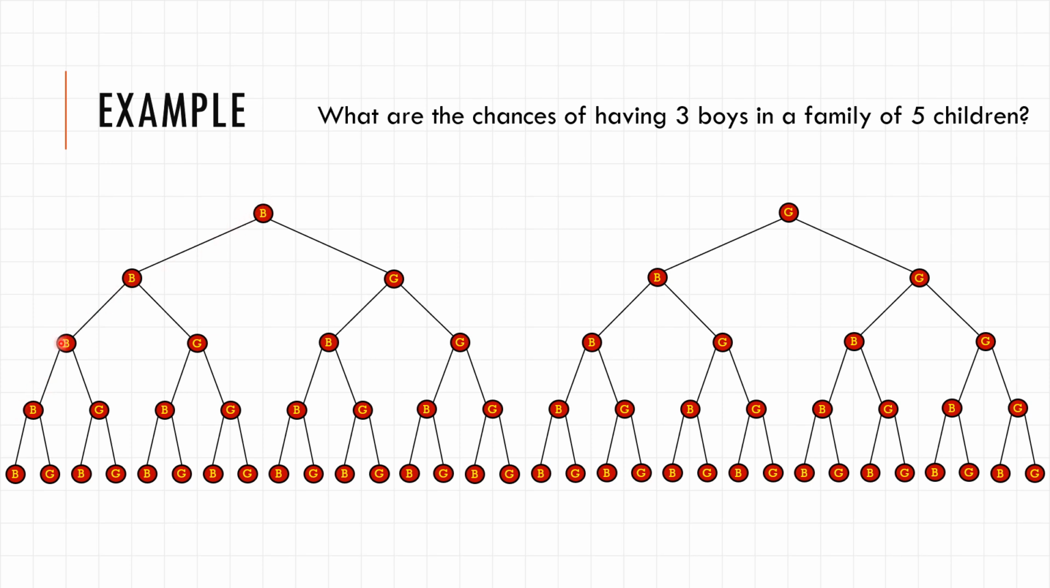Boy, boy, boy, then we need to have 2 girls. So this would be the first successful outcome. Boy, boy, boy, girl, girl. That's 3 boys in a family of 5.